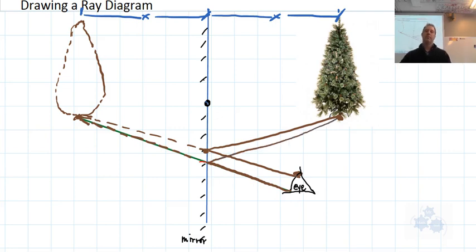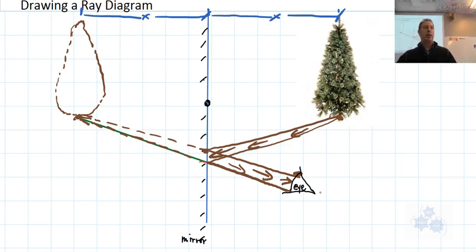Okay, see that? So that's how the eye sees the image. The light actually comes from the bottom of the tree. It hits the mirror, bounces off the mirror at the exact same angle that it came into the mirror at, and then it goes into your eye. Everyone see that?